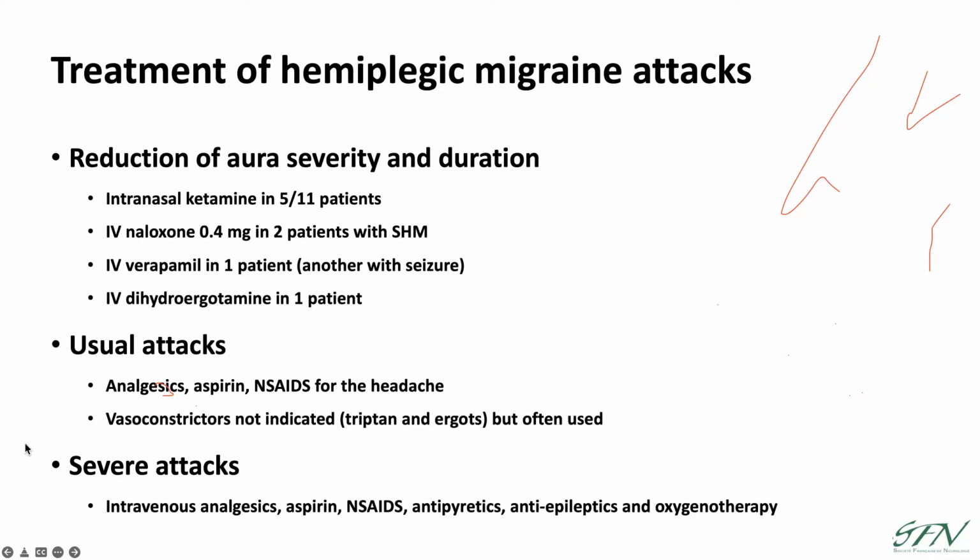But in a severe attack, or in case of a prolonged aura, if you have hemiplegic migraine, it's better not to take the vasoconstrictors because the cerebral edema in prolonged attacks or in severe attacks is associated with various caliber changes in the brain vessels. Sometimes the caliber is increased and sometimes it's reduced. So it's better not to take vasoconstrictors.